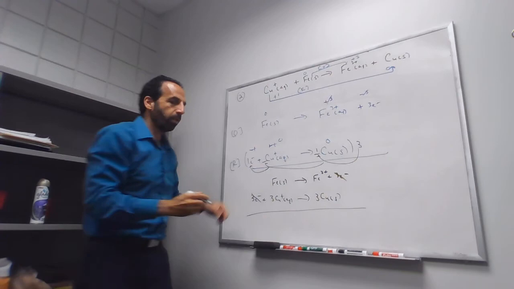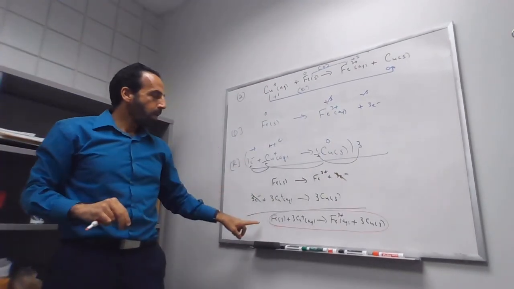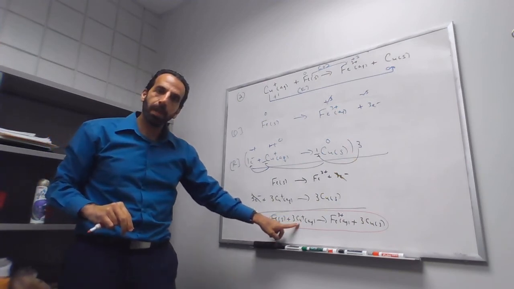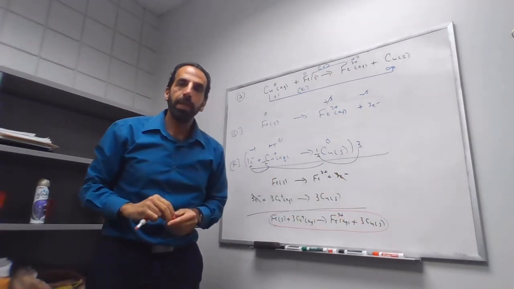And then we just write what's left over. When I do that, I end up with Fe solid plus 3 copper 1 ions, Fe positive 3, and then 3 copper solid.